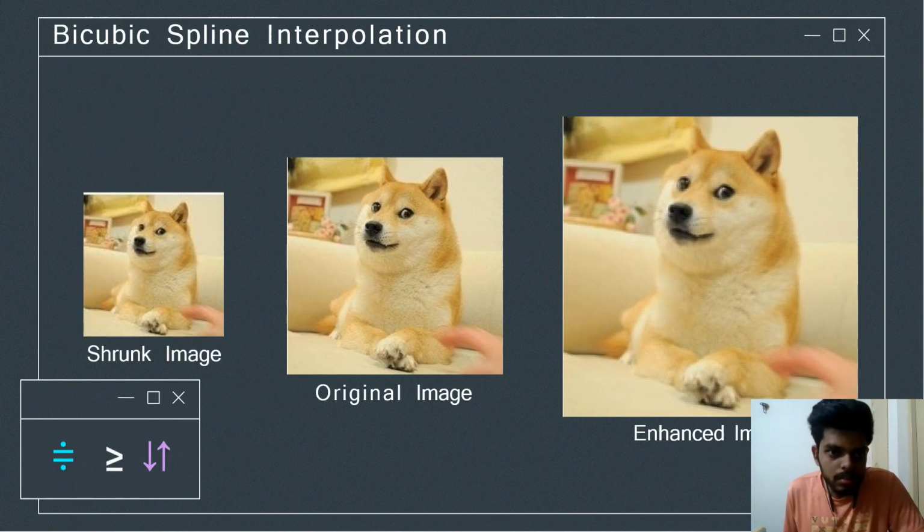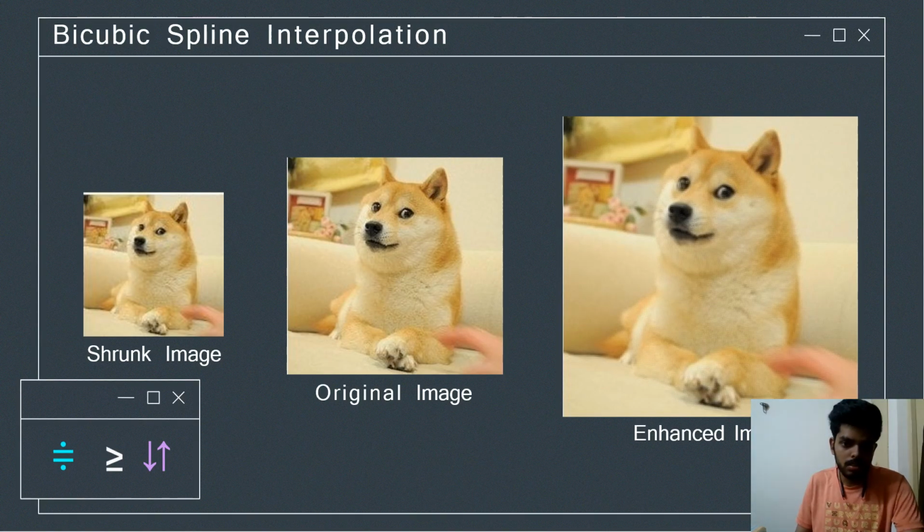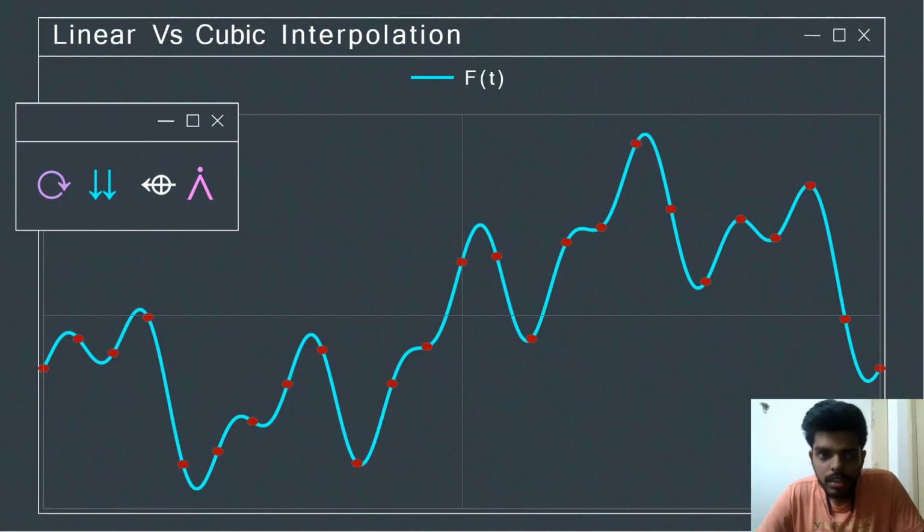So these are the results for bicubic interpolation. The same image is being used, that is 600 by 600, and it is oversampled by a factor of it. Before moving to the next section, let us look at the comparison of linear and cubic interpolation.